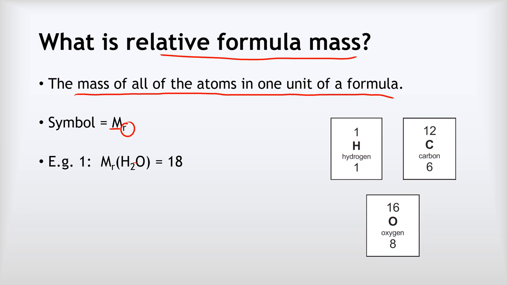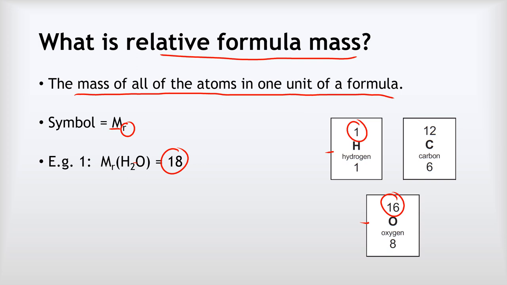The first example we'll look at is water, H2O. It's got an Mr of 18. Now, what does this mean? Well, if we think about water being made out of hydrogen and oxygen, hydrogen has an atomic mass of 1. Remember, that it was the bigger number, the atomic mass. Oxygen's got a mass of 16.